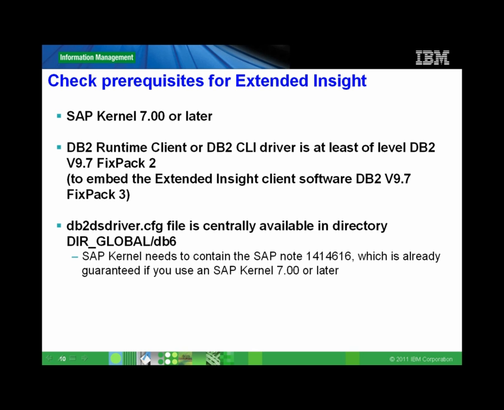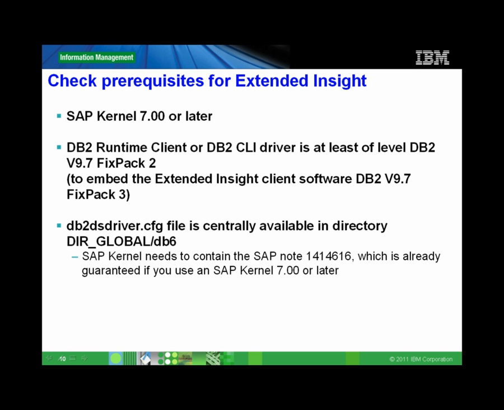To use the Extended Insight feature of InfoSphere Optim Performance Manager, the SAP system has to run with SAP kernel 7.0.0 or later. Furthermore, the DB2 runtime client or DB2 CLI driver with which the SAP system is connecting to the DB2 database has to be at level DB2 version 9.7, Fixpack 2 or later. To embed the Extended Insight client software and take advantage of the copy mechanism, at least level DB2 version 9.7 Fixpack 3 is needed.